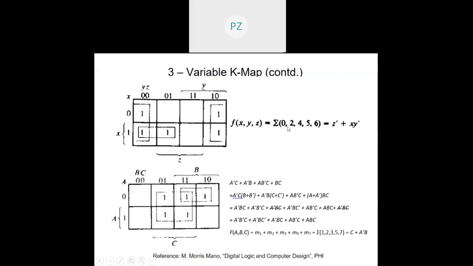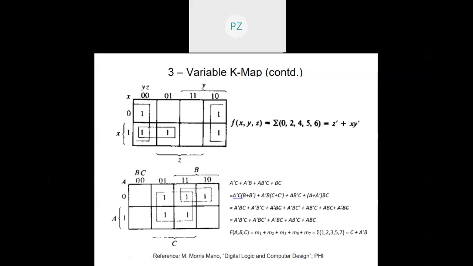Suppose I'm given 0 2 4 5 6 in its canonical form. So first I need to populate in a 3 variable K map. So this is a function of x, y, z. So 0 means a 1 here, and a 1 is not there, so I'll keep it blank. So 0 1 2 3, 2 is there, so 1 3 is not there, so that will be kept as blank. Then 4 5 are there, so 1 1 is here, and then 6 a 1 here, and 7 is not there in the given function, so that will be 0, right? So this is how I have populated my 3 variable K map with the function given in its canonical form.